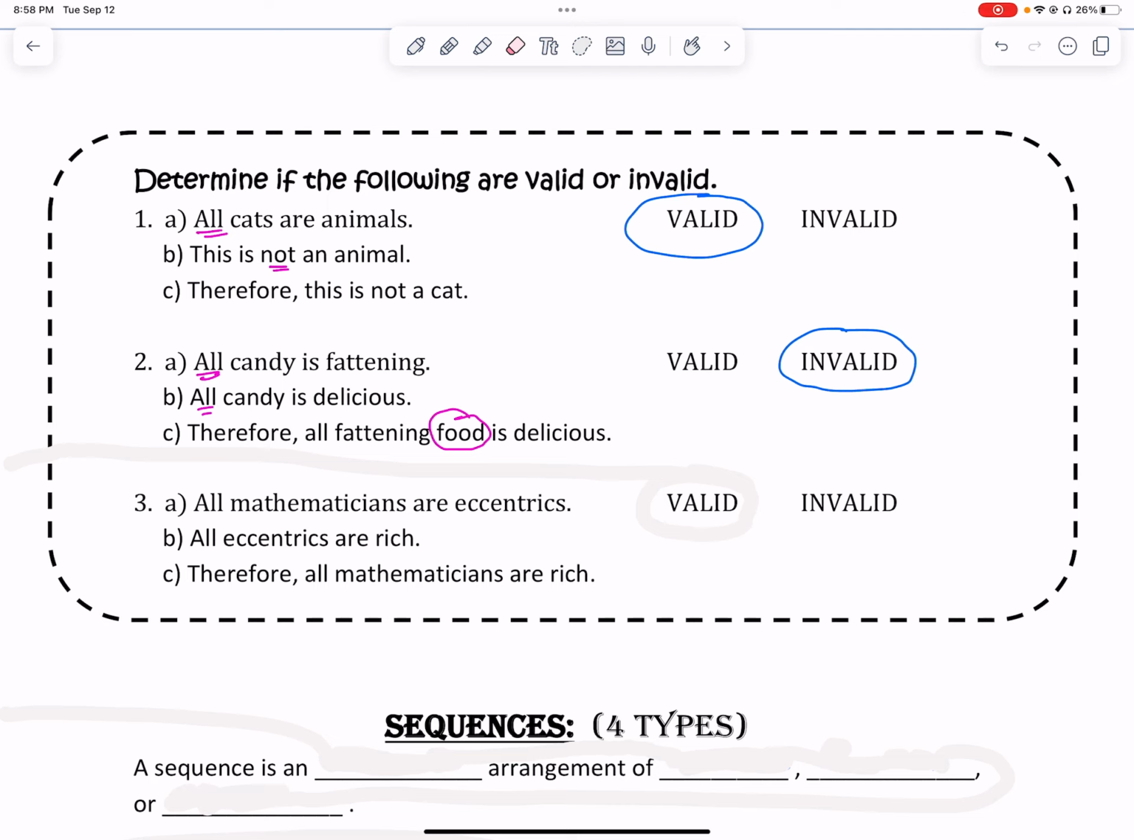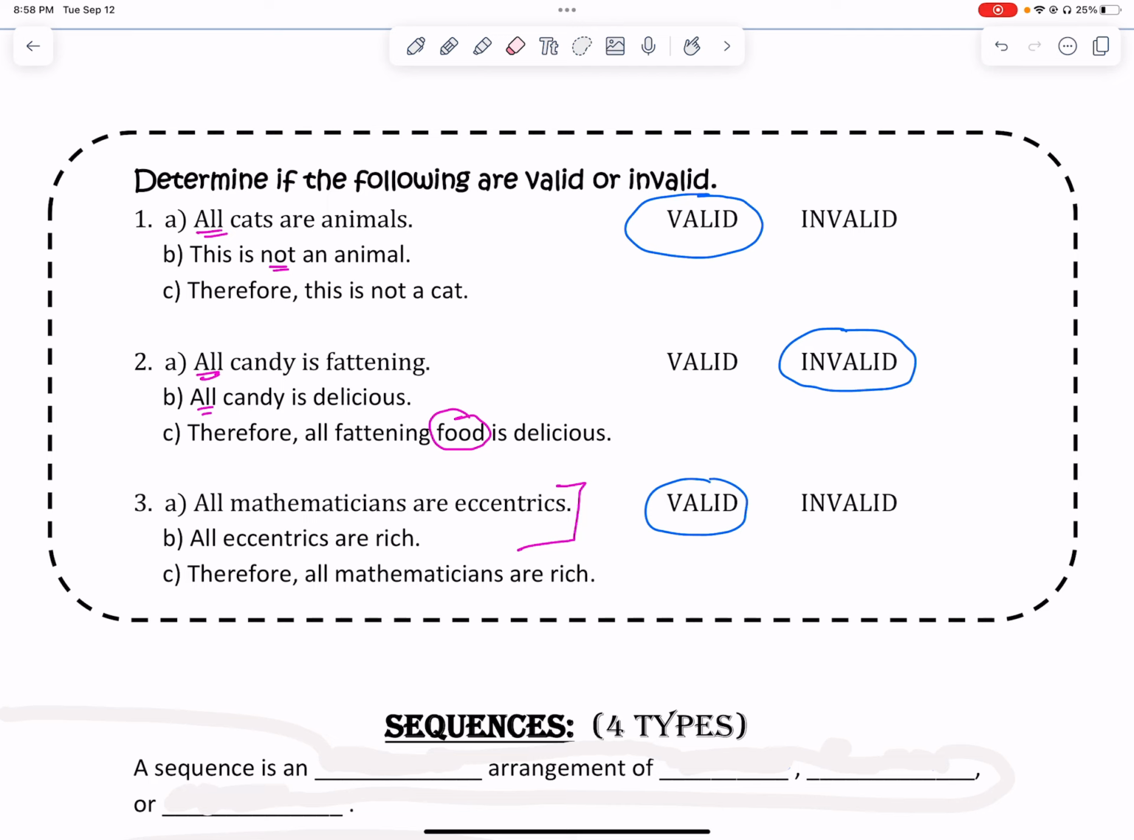All mathematicians are eccentrics. All eccentrics are rich. So we have to assume these are true. Therefore, all mathematicians are rich. So if those first two are true, then yes, all mathematicians are rich. It doesn't matter if these are true or not. You might consider me a mathematician. I teach math. I can assure you I'm not rich.